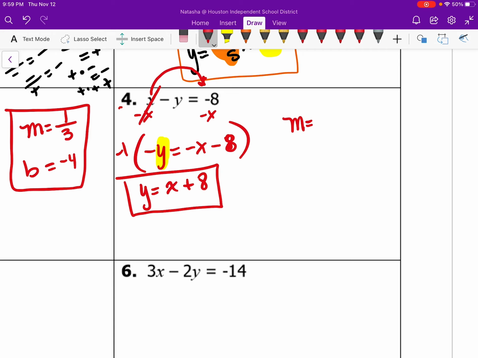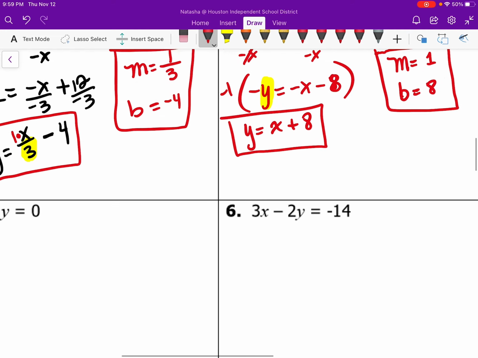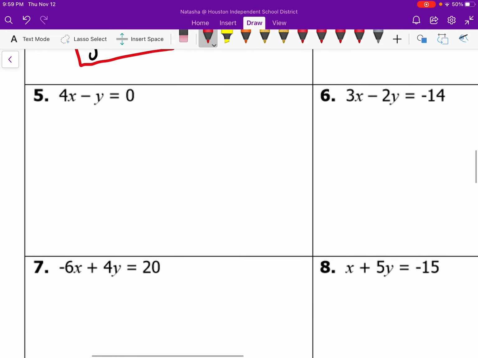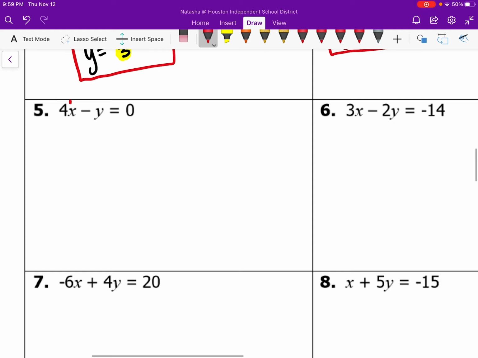And my slope is going to be the coefficient with x. Again, we're going back to that imaginary 1. That imaginary 1 is going to be the imaginary coefficient. And that imaginary coefficient is 1. And then our b is going to be positive 8. Hopefully you got that right. And we're going to move on to number 5.